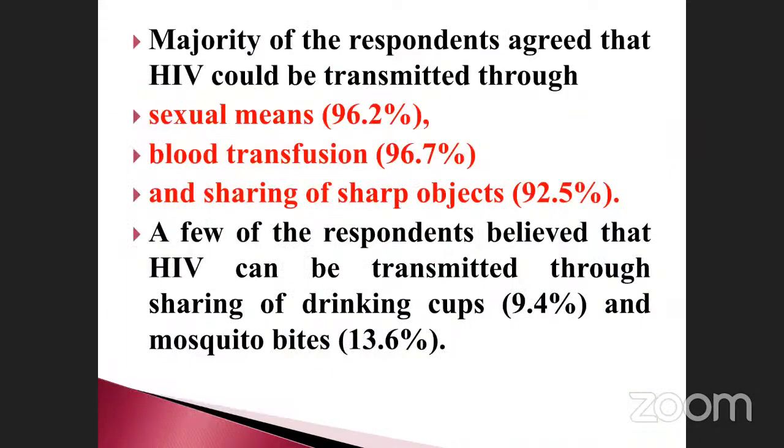So next, the majority of the respondents agreed that HIV could be transmitted through sexual contact only: 96.2%, and blood transfusion 96.7%, and sharing of sharp objects 92.5%. Maximum in the category would be these. A few of the respondents believed that HIV can be transmitted through the sharing of drinking cups, 9.4%, and also mosquito bites.